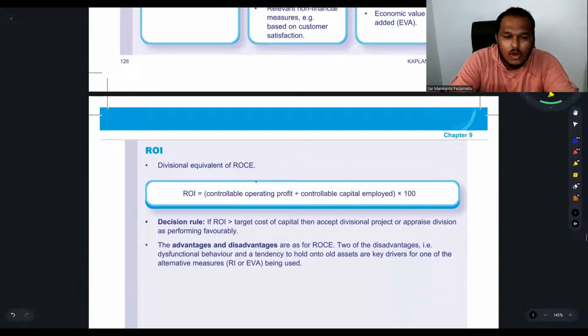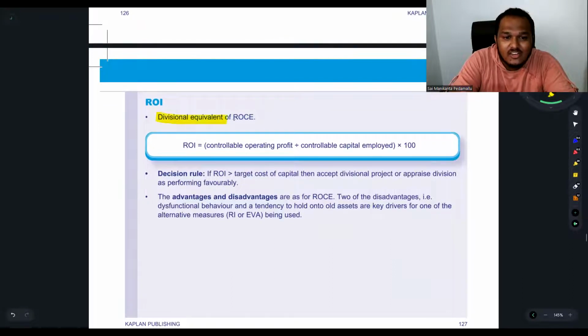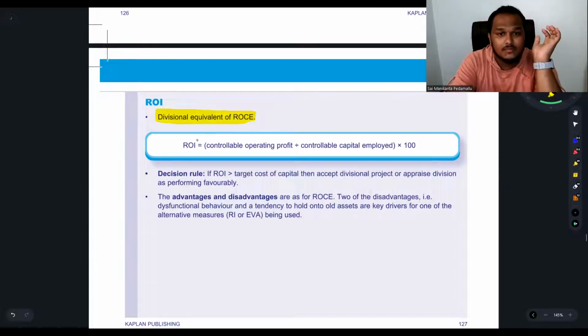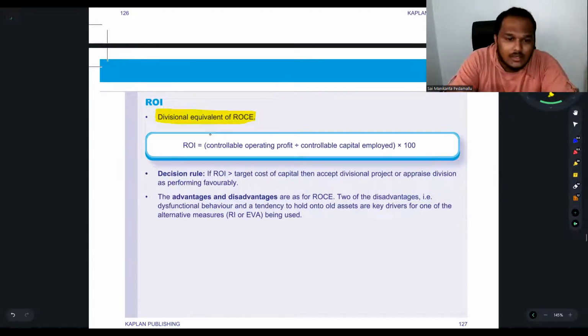Then the concept of ROI. This is the divisional equivalent of ROCE. As I told you, ROCE is for the overall company, ROI is for a particular division. So that is a major crucial thing here. And controllable profit by controllable capital employed. So this should not have been capital employed. It should have been controllable investment in the division. But not to be concerned, not to be worried about it. Let's not make it a big deal.